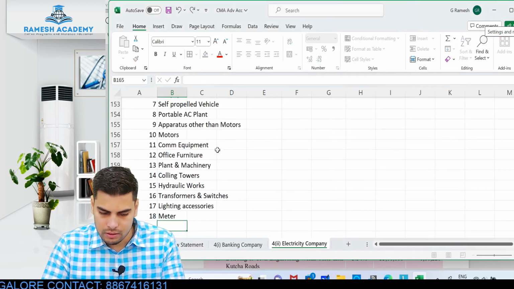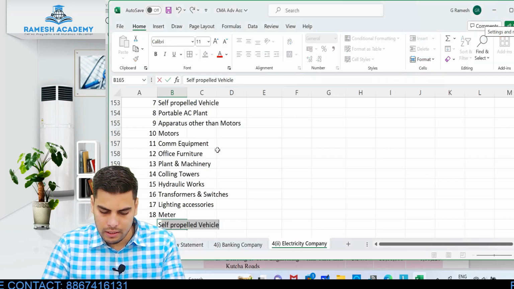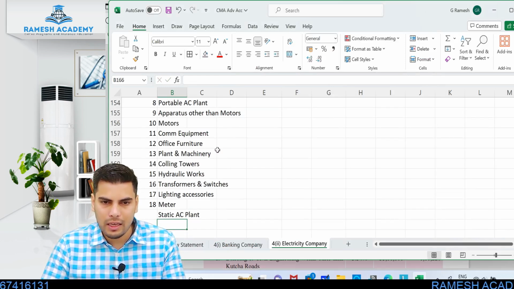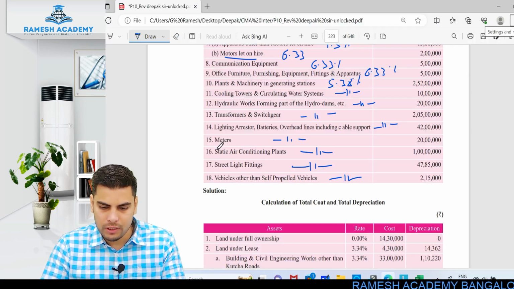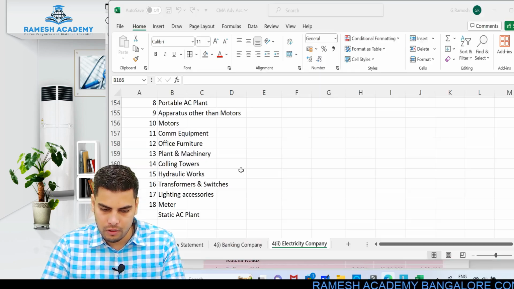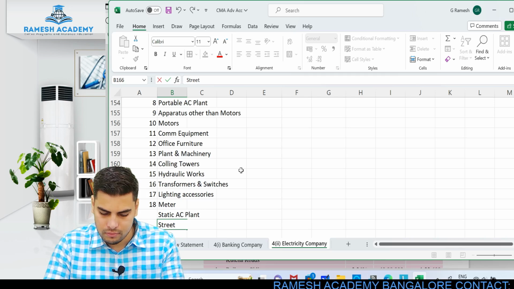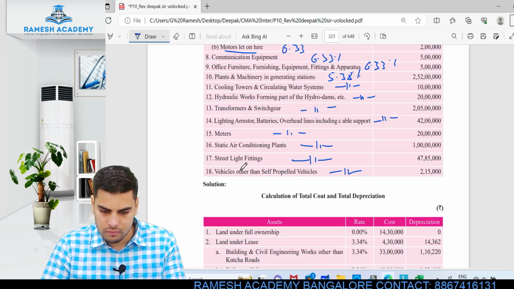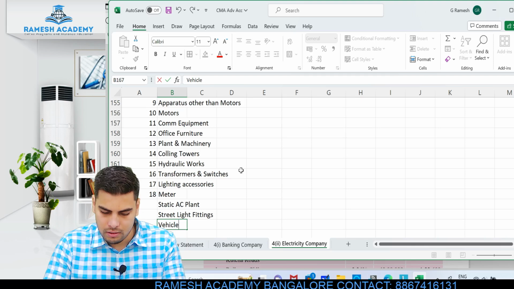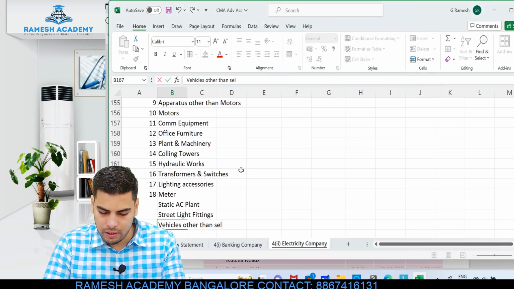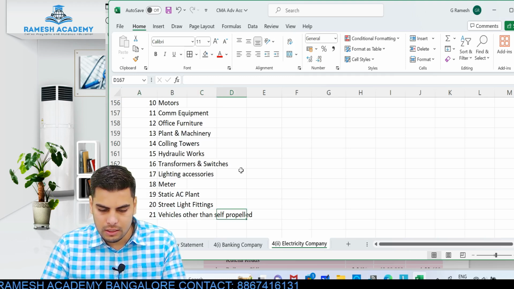So we have got meters. We have got static AC plant. For static AC plant, the rate of depreciation will be a little less, 5.38, whereas portable, the one which can move, the rate of depreciation will be 9.5. Then street light fittings. Then we have got vehicles other than self-propelled vehicles. So these are the list of the assets.